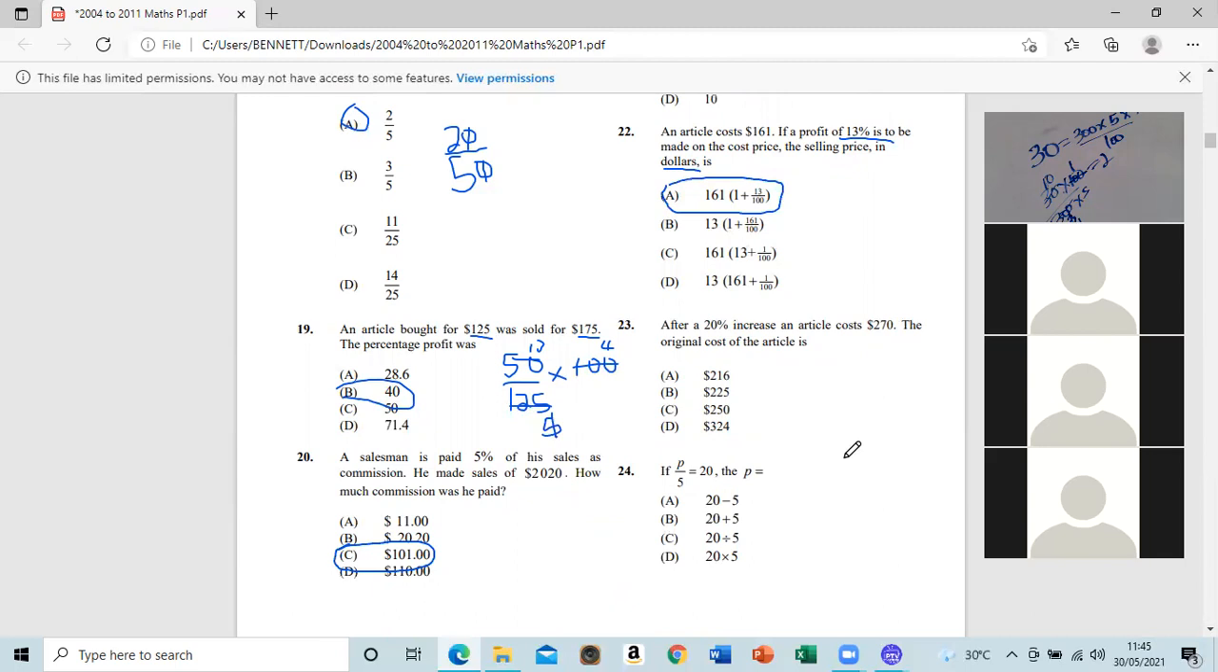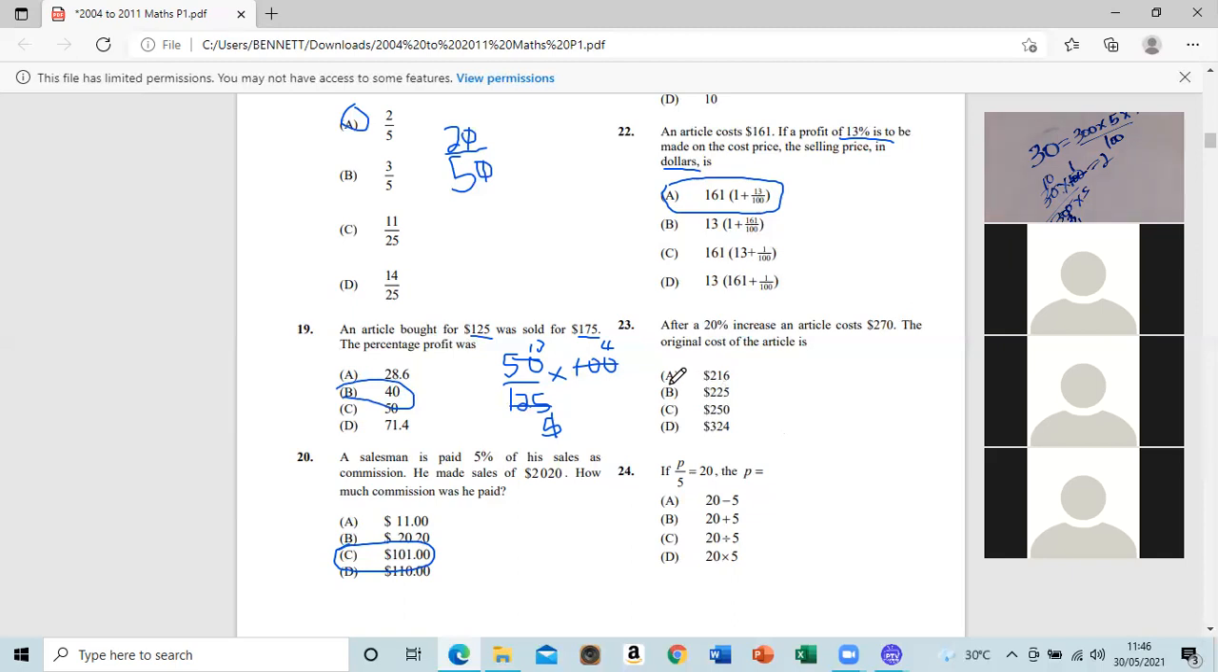Guys, I'm talking to you. Guys, are you there? Sir, D? Yes, sir. Why D? It's an increase, you know. It's after an increase. The article costs 270, so it was less than that. So it can't be D, it must be A. Work it out, right? Yes, sir, I got A as well. Okay. So it's A.